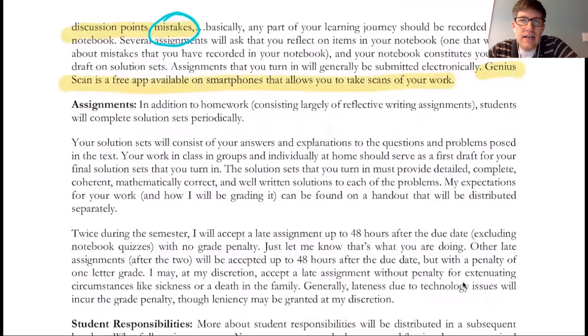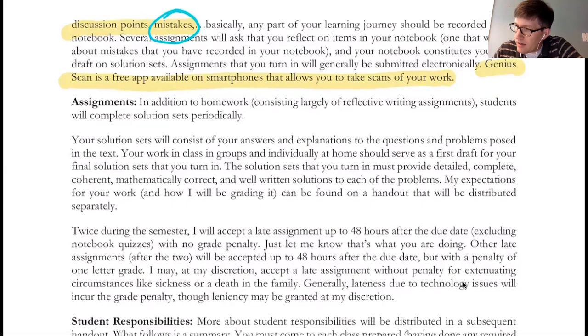We will have some reflective writing homework assignments. The other big part is solution sets. There's a whole other handout about what a solution set looks like and how you'll be graded on it. So I won't get into that for now. This is a great opportunity to pause the recording and read through this information on assignments. But again, there will be more detail later.